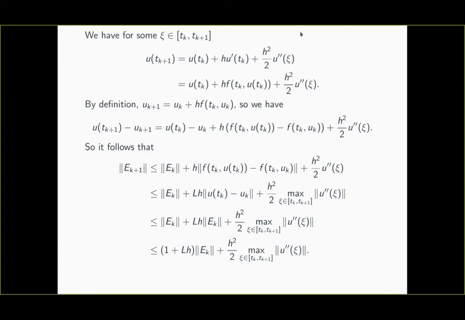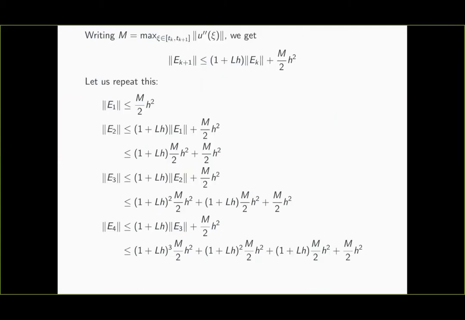So I get in total up to now that the approximation error at time step tk plus 1 is bounded from above by 1 plus Lh times the approximation error at time step tk plus h squared over 2 times the maximum of u prime prime over the time interval from tk up to tk plus 1. Okay, so this already looks like a recursive formula.